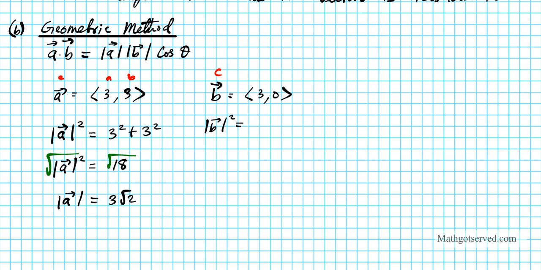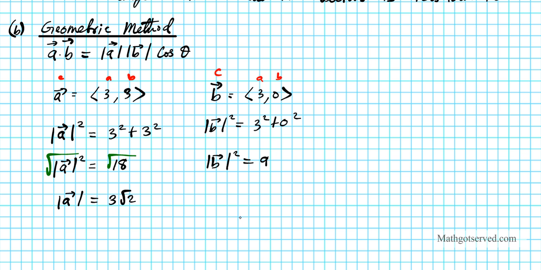And this is A, and this is B. All right, so we're having magnitude of C squared. C squared is the magnitude of vector B squared equals A squared plus B squared using the Pythagorean theorem, so we have 3 squared plus 0 squared. All right, so the magnitude of vector B squared equals 9.